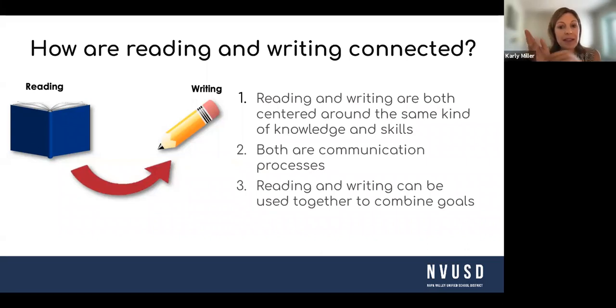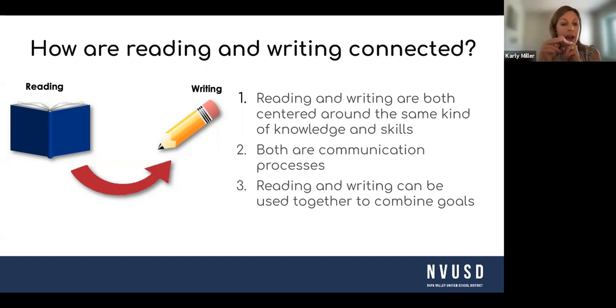The second piece is that they're both communication processes, right? We read about things and then we write about them. But a big piece that we like to also put in here, and we talk with teachers about this, is the speaking and listening part. What we're doing right now is practicing what we're going to do before we write. And really together, these two are the production of our knowledge and skills.